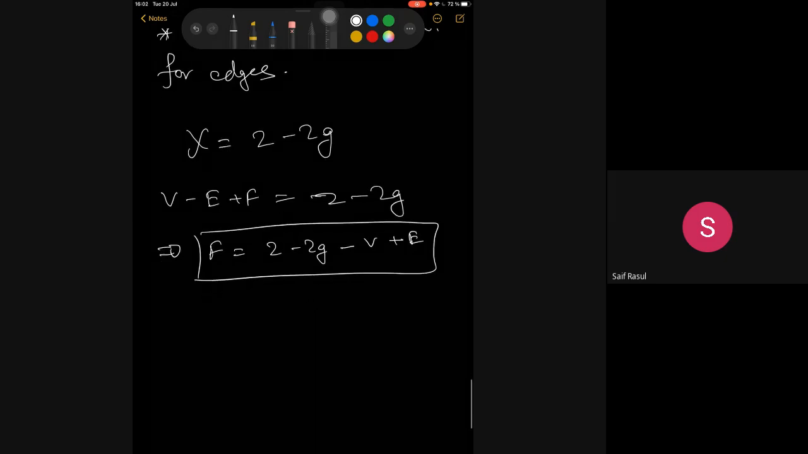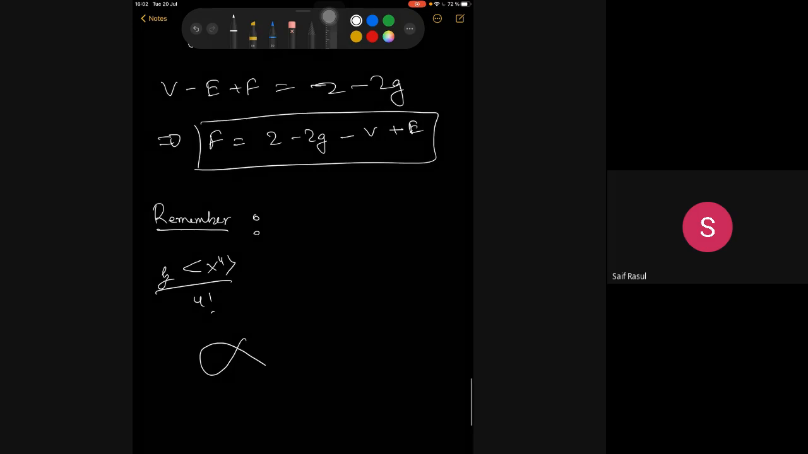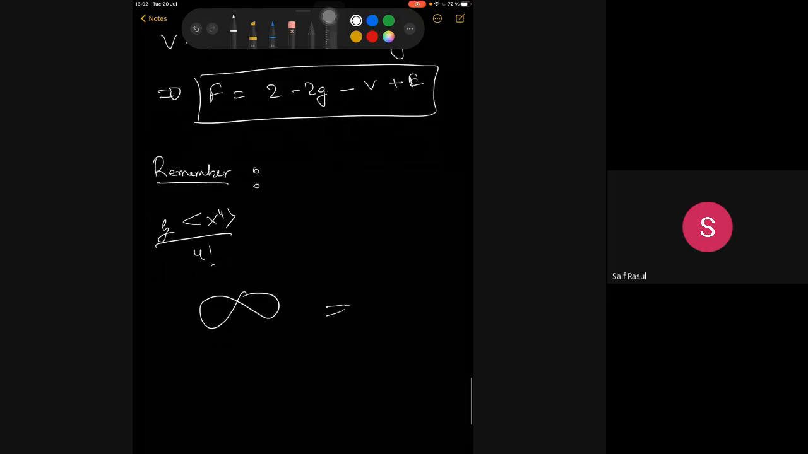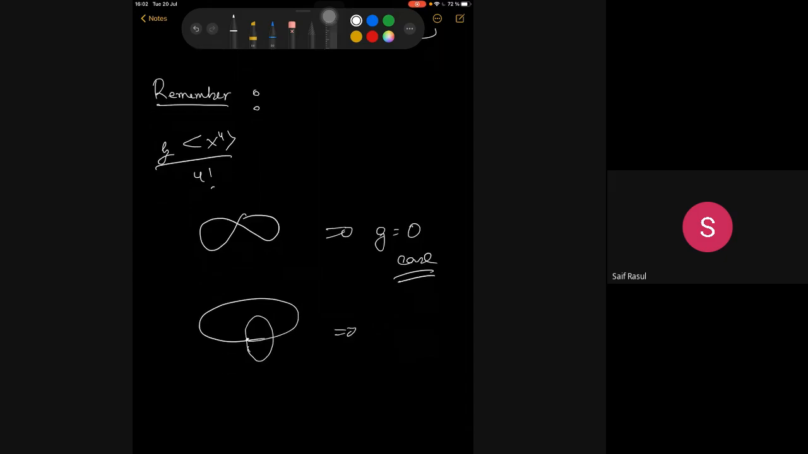Also remember one thing when we were drawing these graphs for X4: this one corresponded to the genus 0 case, and this one corresponded to the genus 1 case. And here there was only one face, and here there were 3 faces.